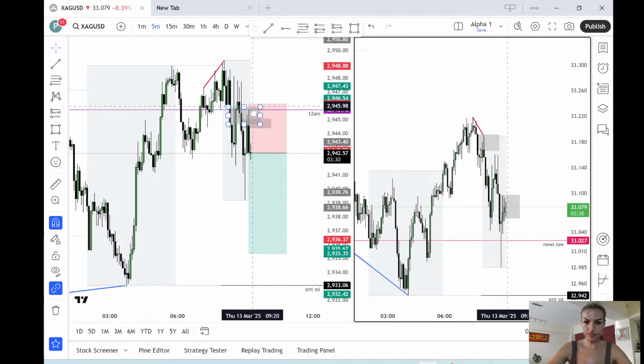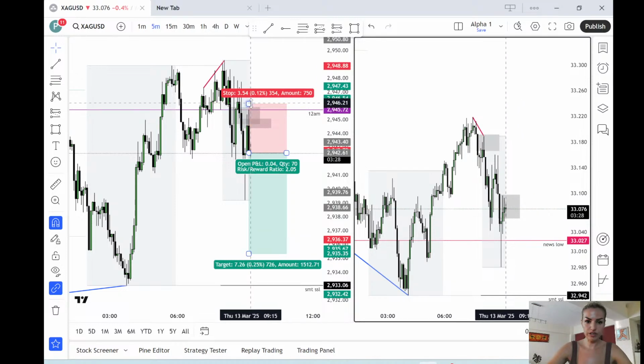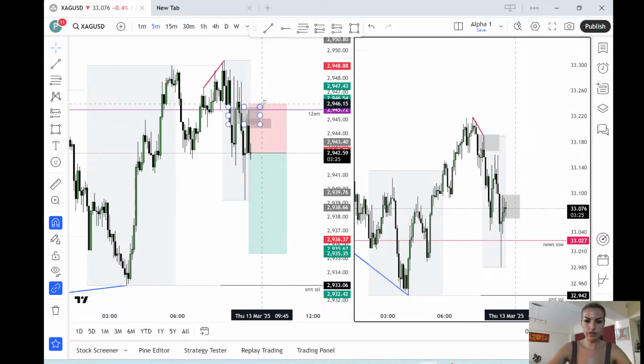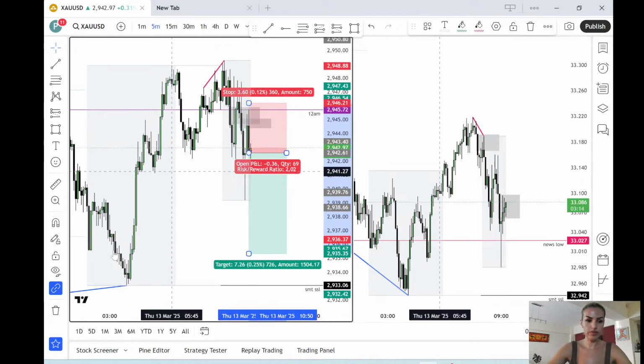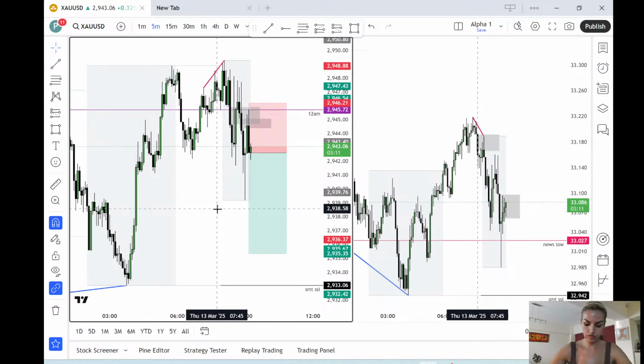Now stop loss is going to go just above the entry candle, which is 29.46.20. Come on. Okay, something like this. $22. Okay.